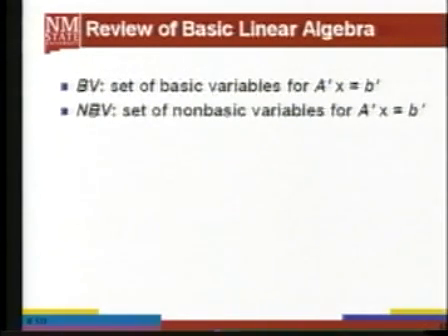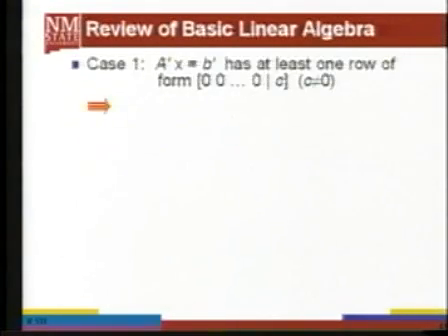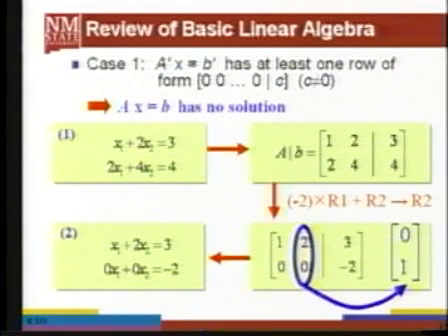And let's suppose the capital BV represents the set of basic variables of A prime X equals B prime, and capital NBV represents the set of non-basic variables. And the character of the solutions to the system A prime X equals B prime depends on which of the following 3 cases occurs. Okay? So let's look at the first case, case number 1.